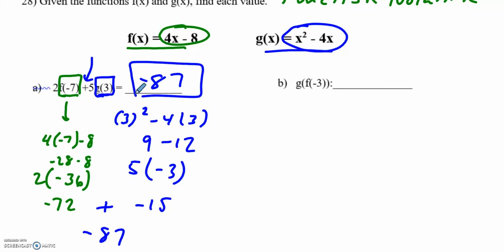So remember, you just need to follow the order of operations. Plug the number into the correct function, and then if there's a number in front, you multiply this answer by that number.